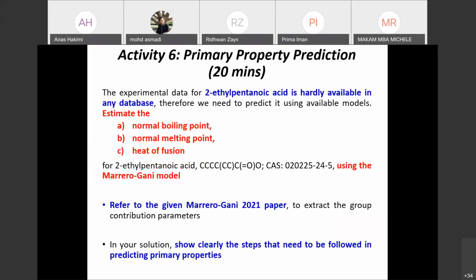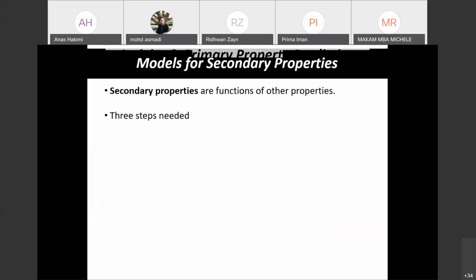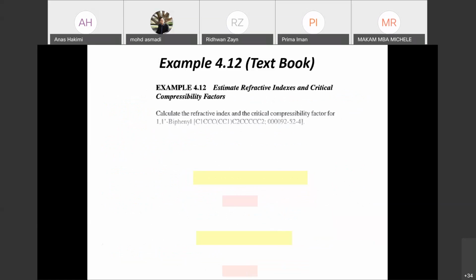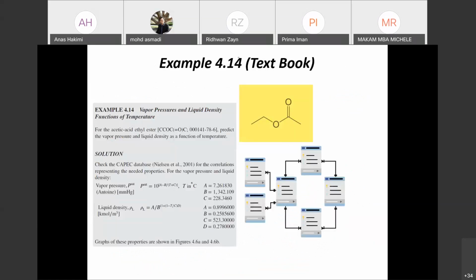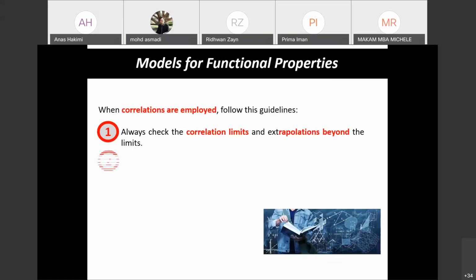So I think that's for today actually. This is what I received from Dr. Azizul, what I should cover until the primary. Next, because he said we have to understand this primary first before we move to the secondary. This one also has a secondary, as well as the model functional properties.